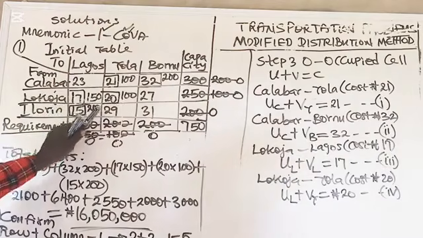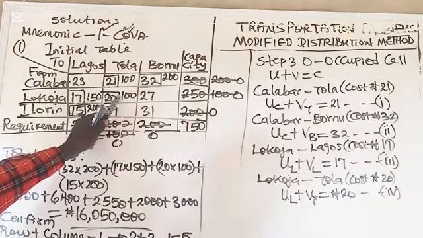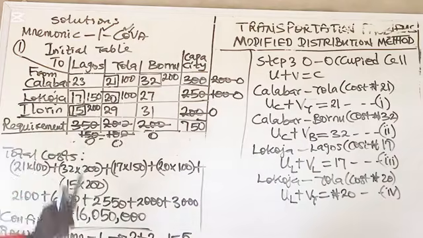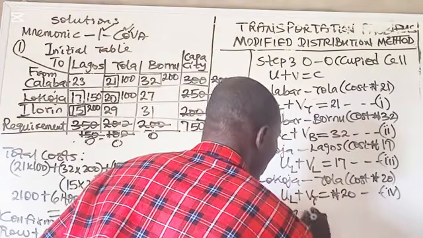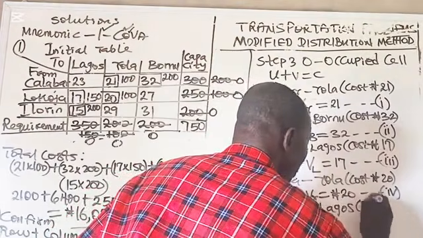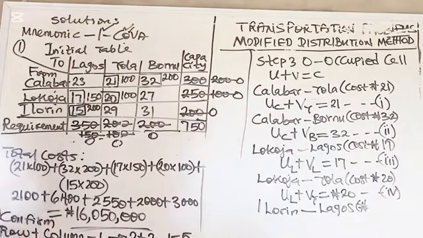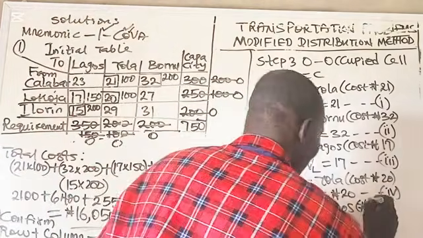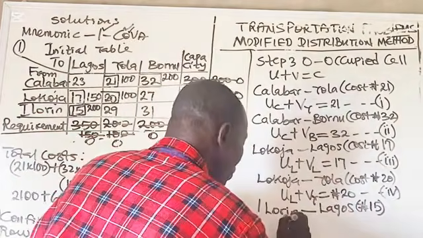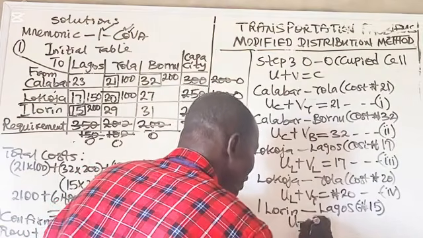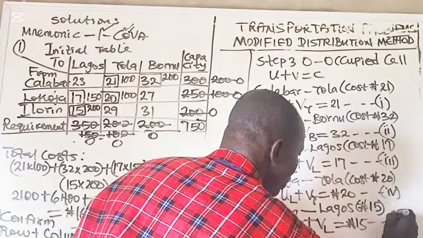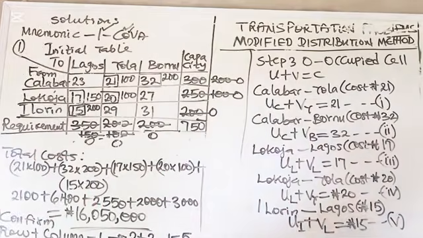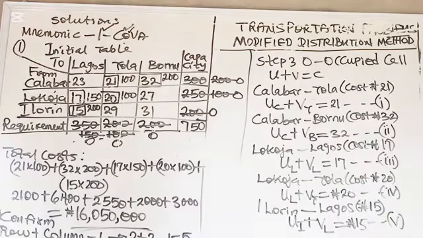The next occupied cell, we've done Lokoja to Yola. Then the next one is Ilorin to Lagos. Ilorin is row, Lagos is column. The cost is 15. So that means we have U Ilorin plus V Lagos equals 15. That is equation 5. These 5 different equations have been formed.